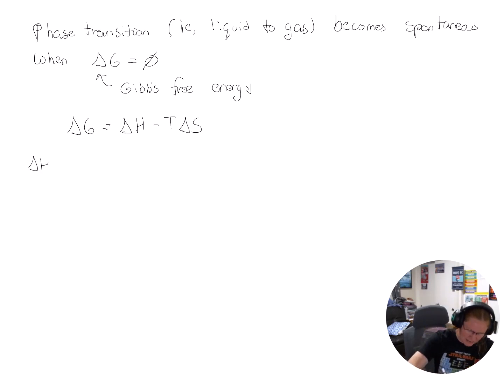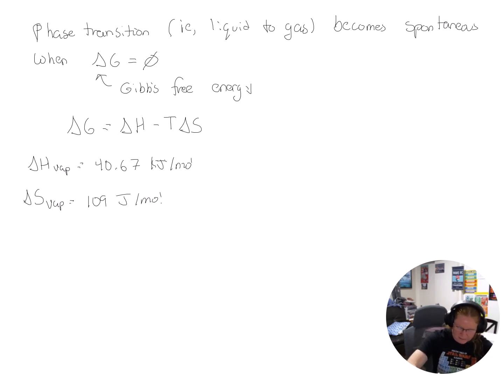So our delta H of vaporization for water is 40.67 kilojoules per mole, okay? And our delta S of vaporization is 109 joules per mole. All right. Remember, delta S, that's entropy. That's the measure of disorder, and things like to be disordered. Now, there's a problem here, though. What doesn't match up? The units don't. I've got one in kilojoules and one in joules.